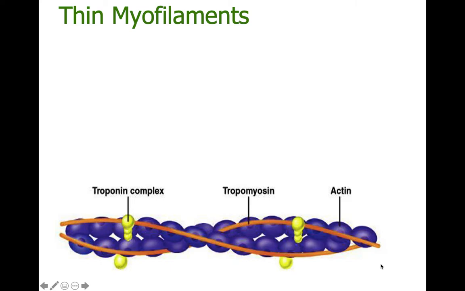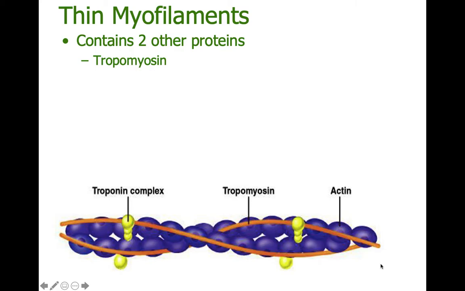So each jelly bean is an actin molecule, and each actin molecule has a binding site. That's going to become important when we're doing our contraction, because that's where the protein myosin or the myosin myofilament will attach to the thin myofilament. We're also going to find two other proteins that make up the thin myofilament. That's why the name actin is kind of misleading, because it makes you think that there's only actin molecules contained within it, but in fact there are three: actin, tropomyosin, and a third.